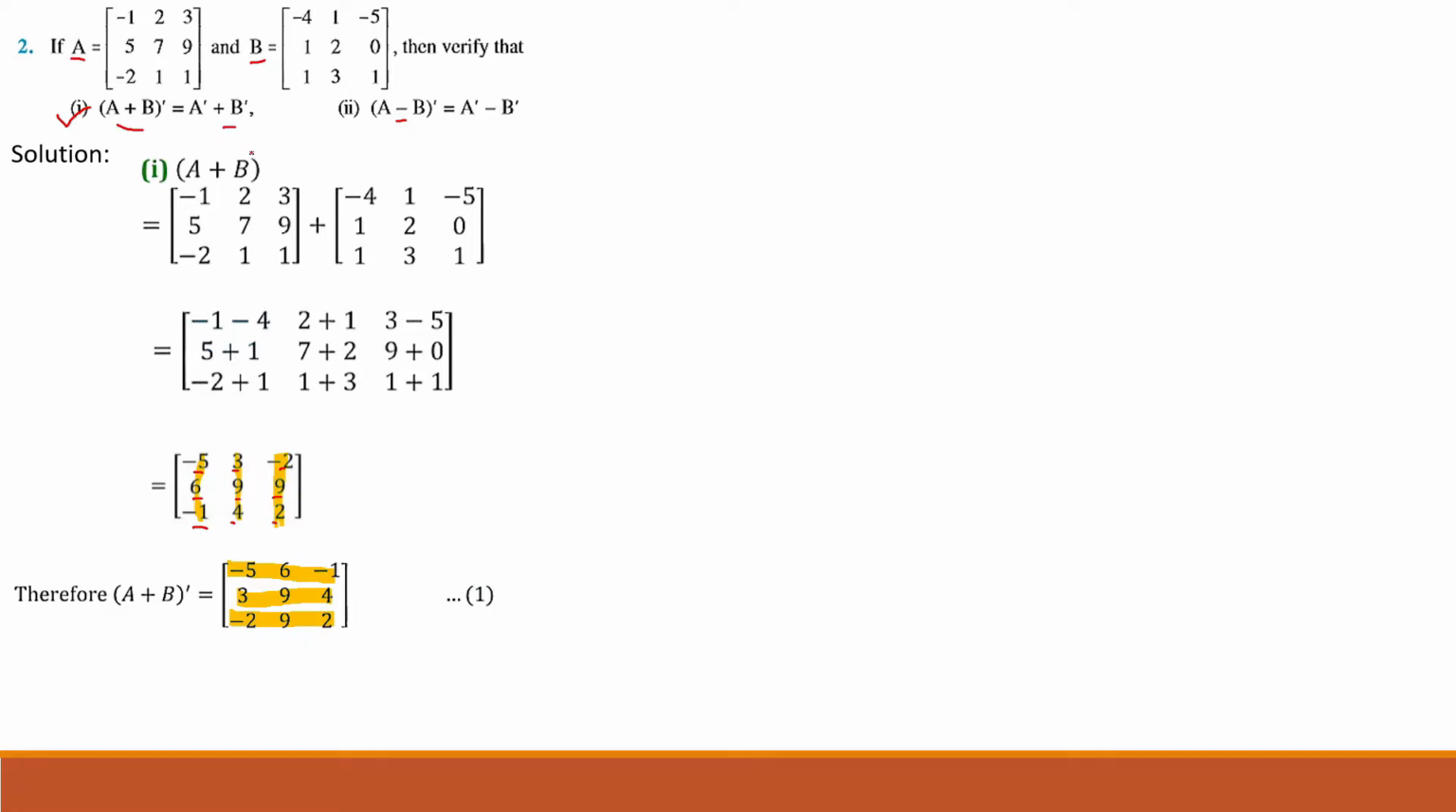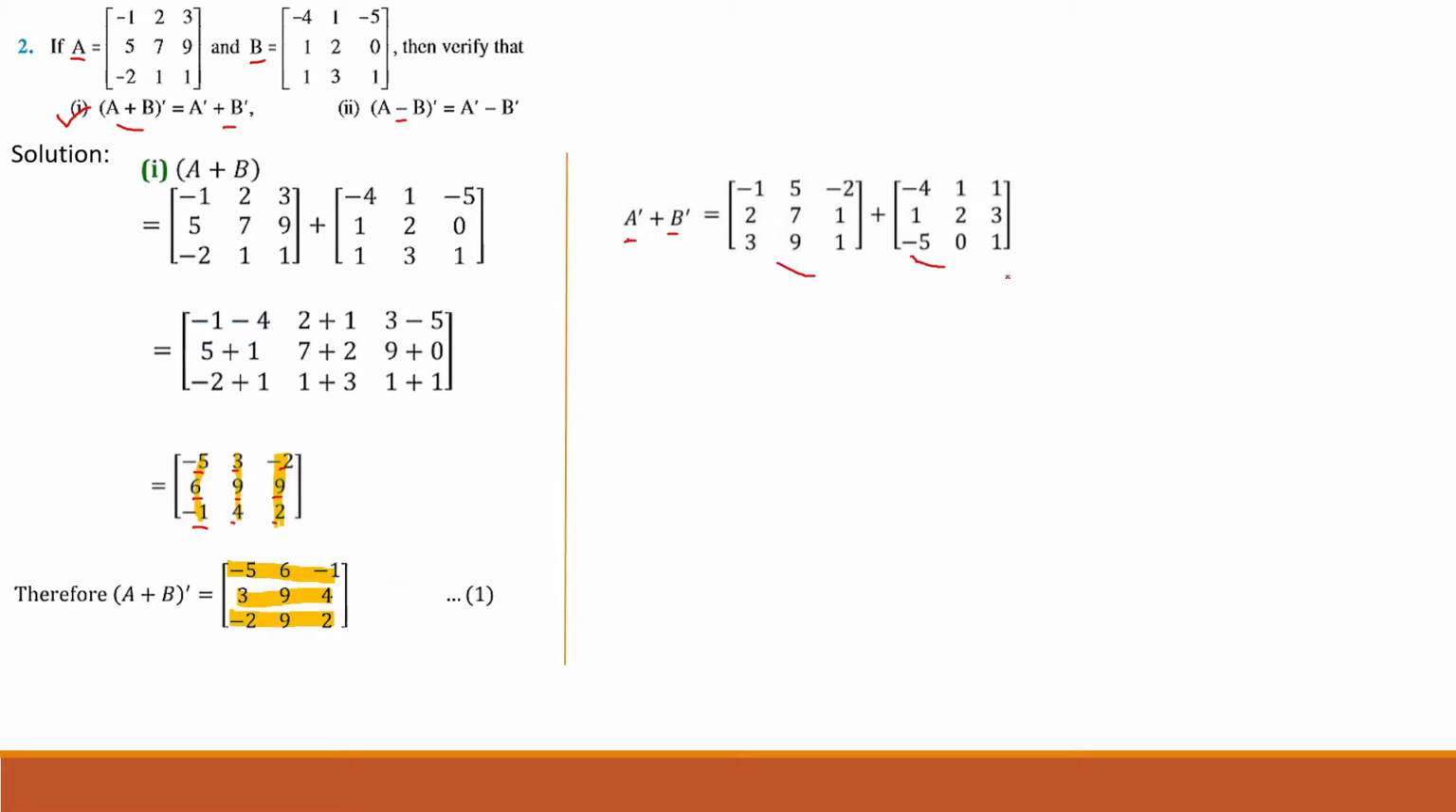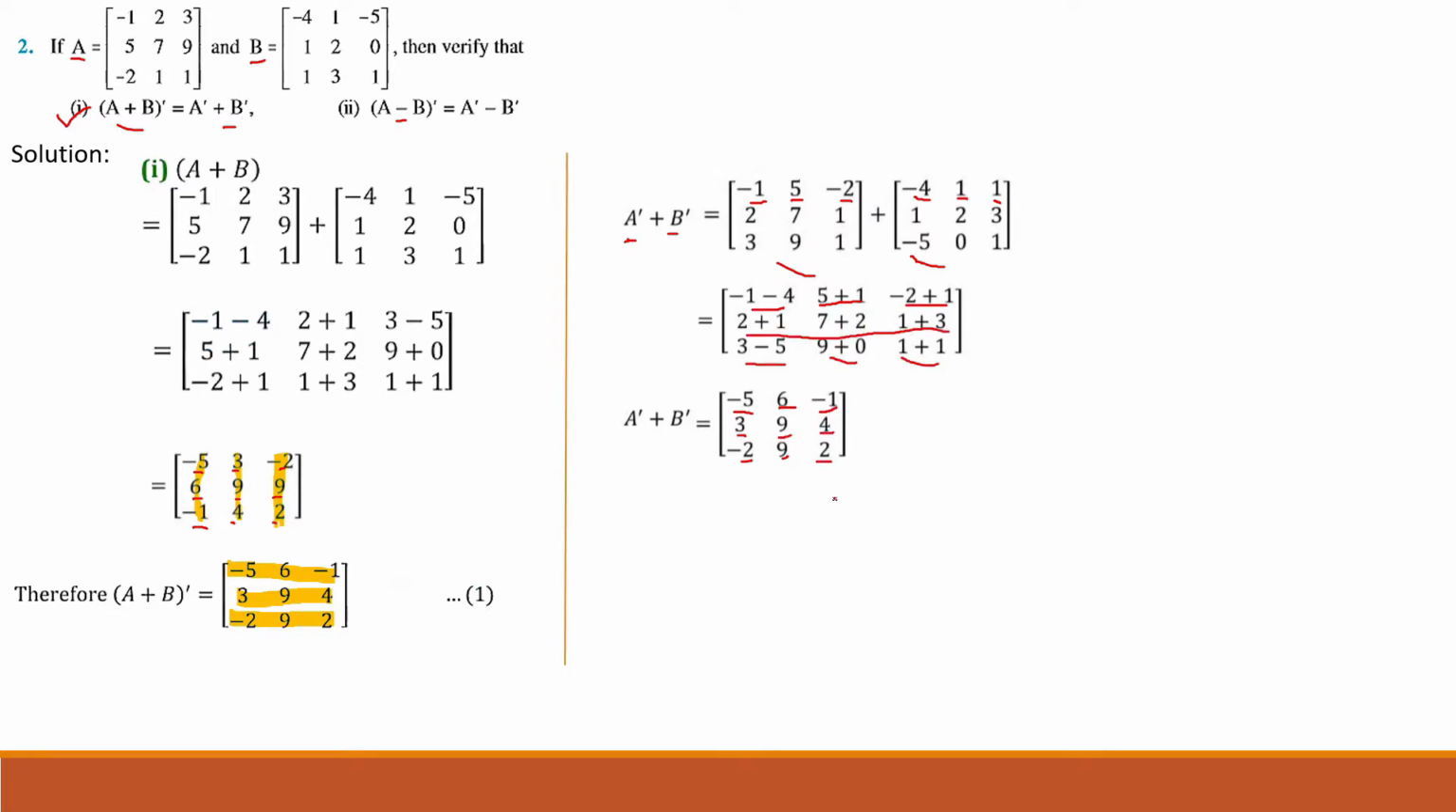Now let us solve the right hand side. Here we have to add A transpose plus B transpose. So first taking the transpose of A and B, the transpose of A will be like this and the transpose of B will be like this. And after adding these two matrices, we'll get -1, -4 as -5, 5 plus 1 as 6, -2 plus 1 as -1 and similarly for the second and third row. So finally adding A dash plus B dash, we get this matrix.